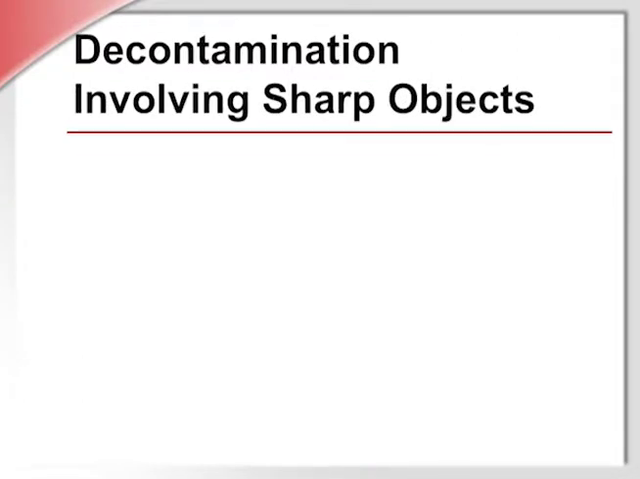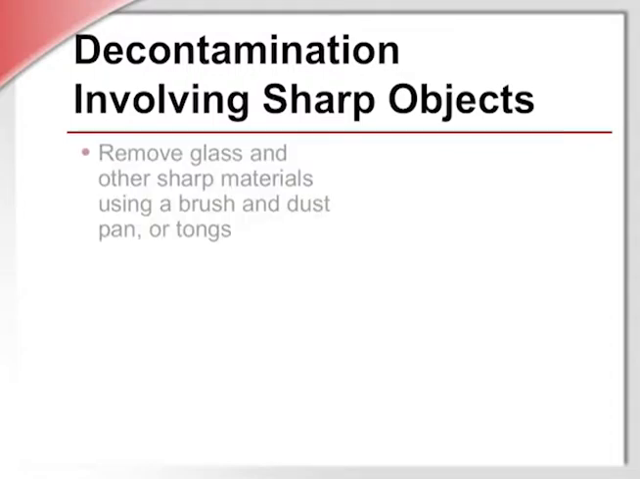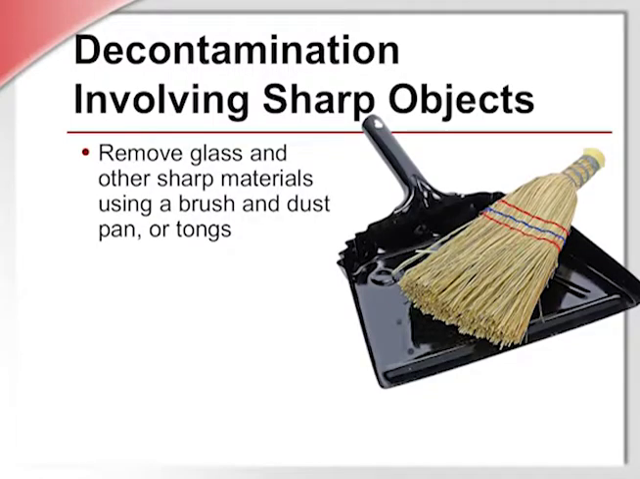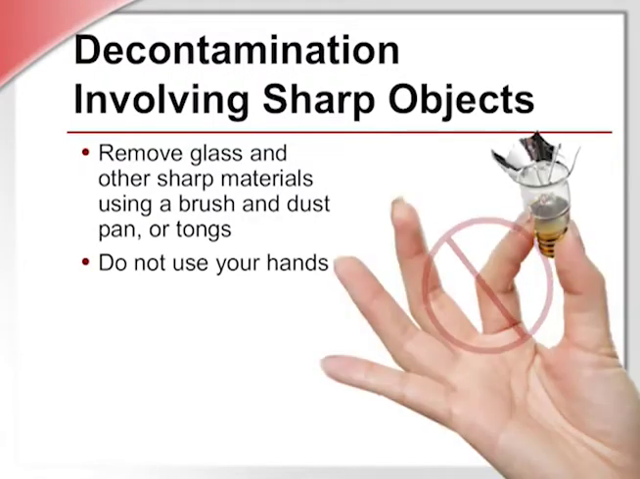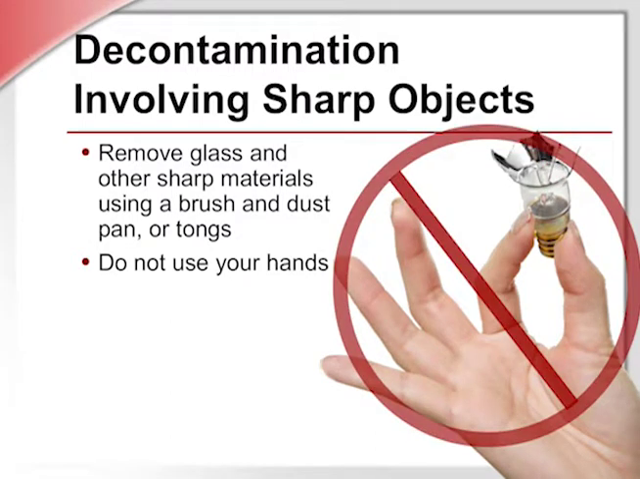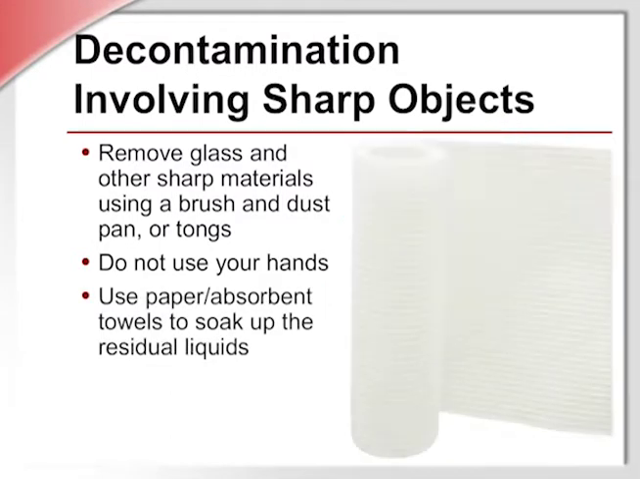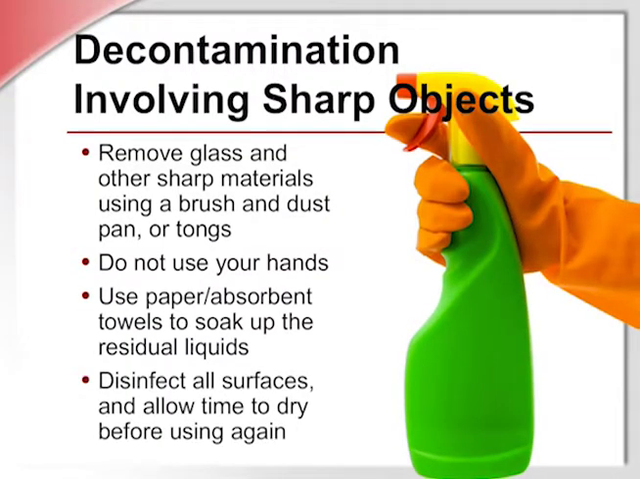For decontamination involving sharp objects, remove glass and other sharp materials using a brush and dustpan or tongs. Do not use your hands to pick up sharp objects. Use paper or other absorbent towels to soak up the residual liquids, and disinfect all surfaces after contaminated items and fluids are removed. Allow time for the surfaces to dry completely before using them again. Allow at least 10 minutes for air drying unless there are other written instructions.